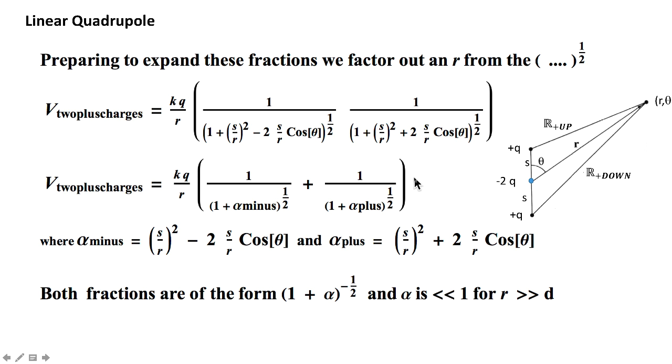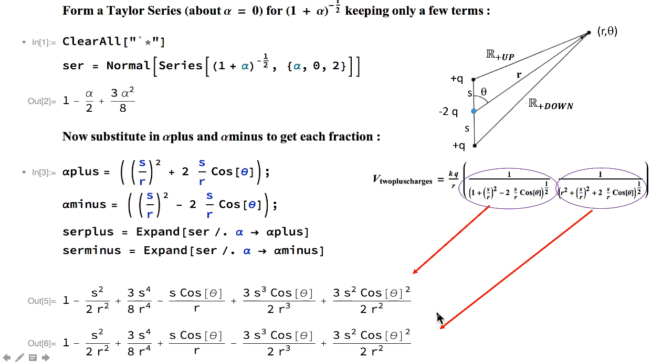So again, it's following the same procedure that we had before. So alpha minus is this quantity, alpha plus is this quantity. Well, they're both again of this same form here. Alpha is much, much less than 1. If we have r, this should be an s right here, r much greater than s.